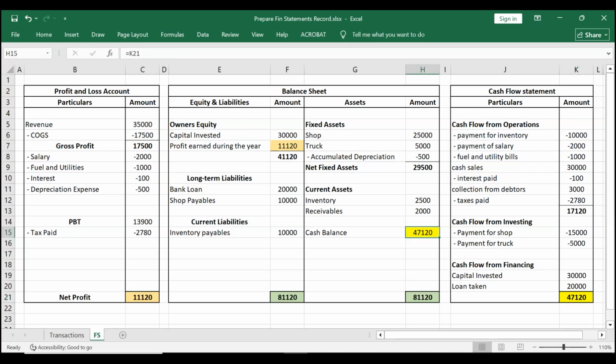So this is how we record the financial transactions in the three statements, and this is how the three statements are interlinked to each other. In the next video, I will show you how to calculate the cash flow from operations under the indirect method.